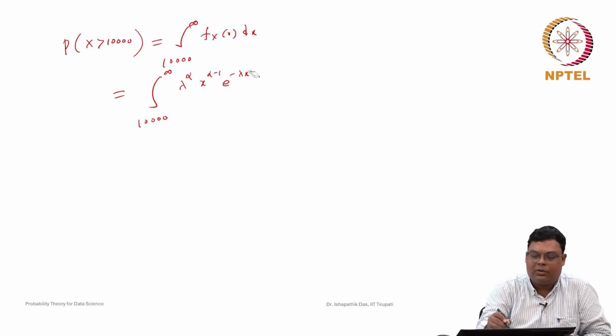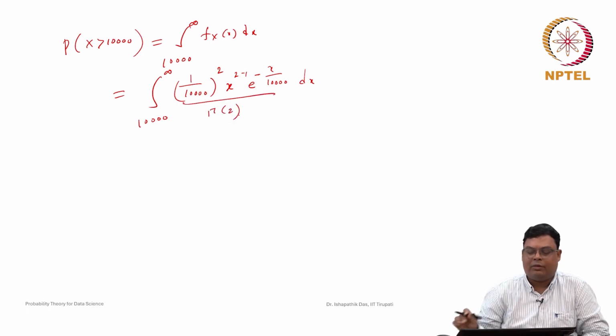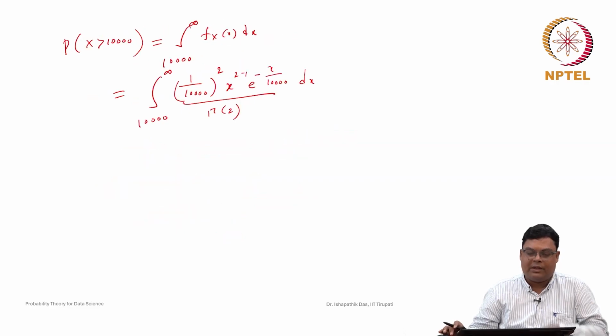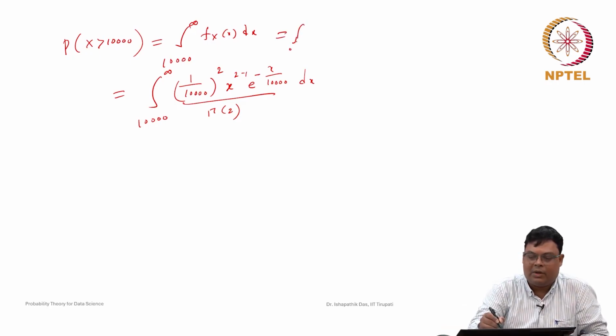So, let us put in those values. Alpha is already given, and lambda is 1 by 10,000, so lambda to the power alpha is (1 by 10,000) whole squared, and x to the power alpha minus 1, this is 2 minus 1, e to the power of minus lambda x, so x by 10,000, then dx, divided by gamma 2, gamma alpha. This is the formula of f(x). We have just used it here, f(x) is this. So, we can write it this way so that there will not be any mistake.